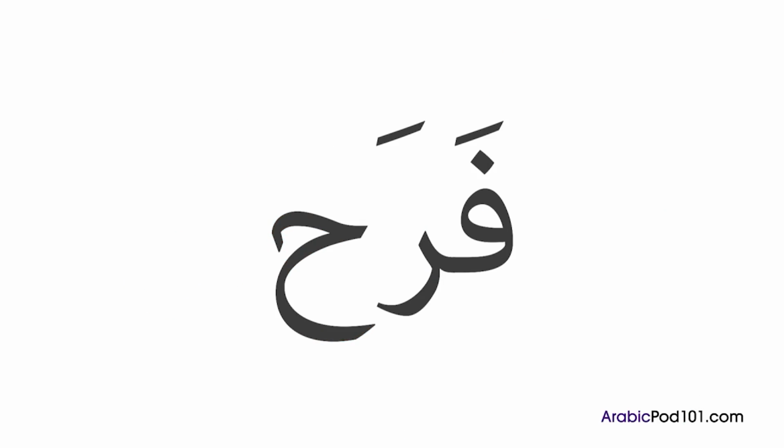Fa is in the initial form with a fatha on top, ra in the final form, also with a fatha on top, and then a ha in the isolated form. Let's write it. Farah.